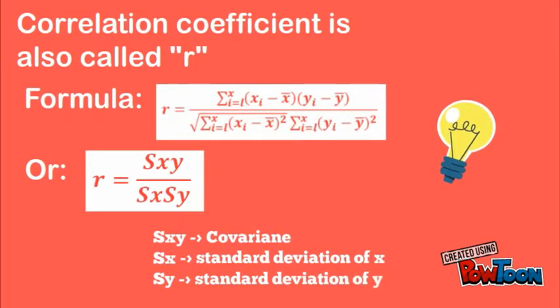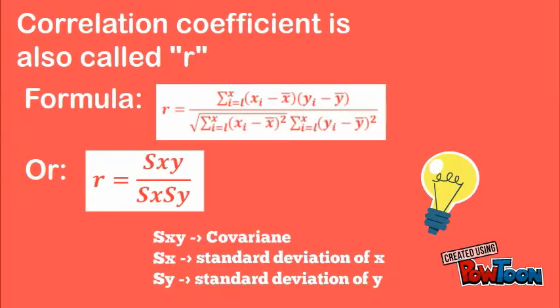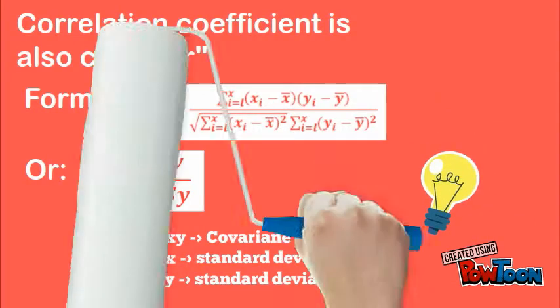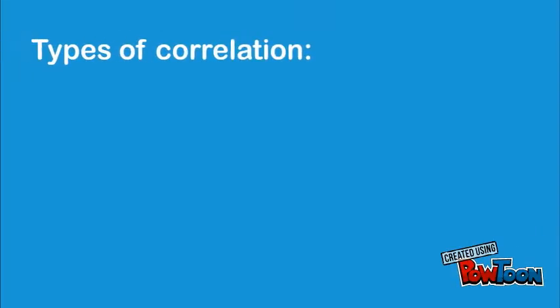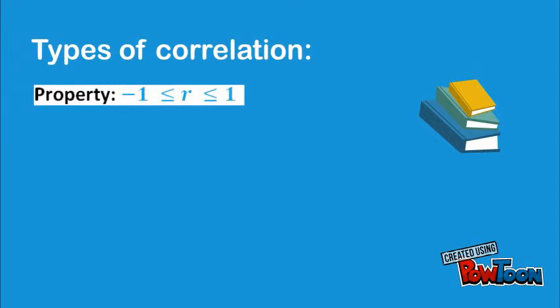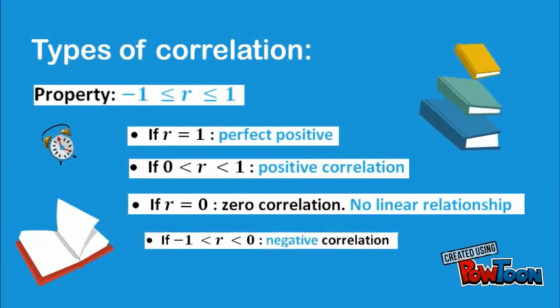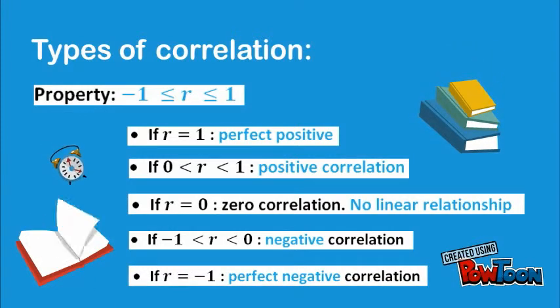There are different types of correlation. The property is that R must be between -1 and 1. If R is equal to 1, then there's a perfect positive. If R is equal to -1, there's a perfect negative. If it's between 0 and 1, there's a positive correlation. If it's between -1 and 0, there's a negative correlation. And if R is equal to 0, then there is no relationship.